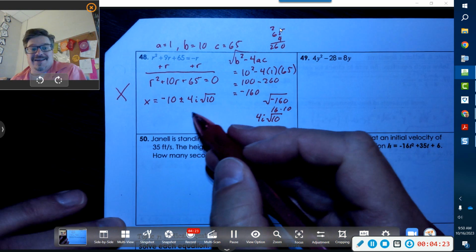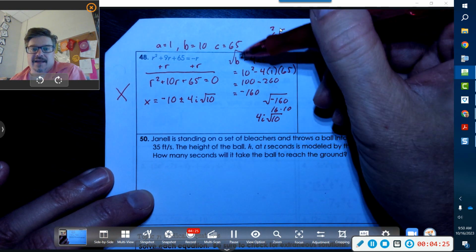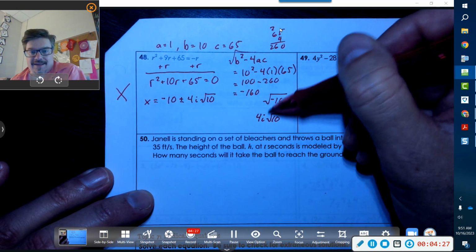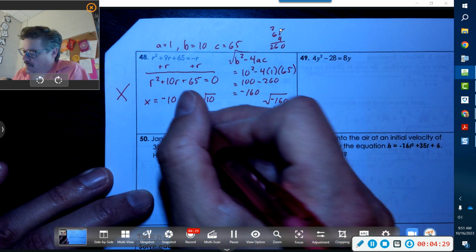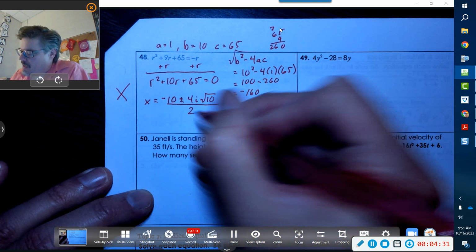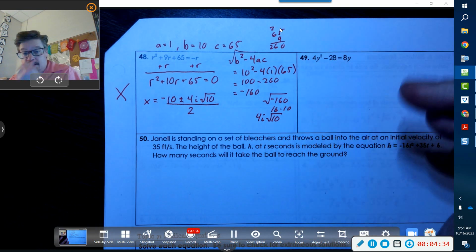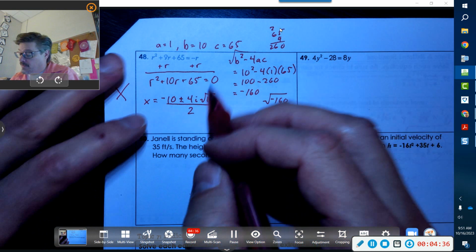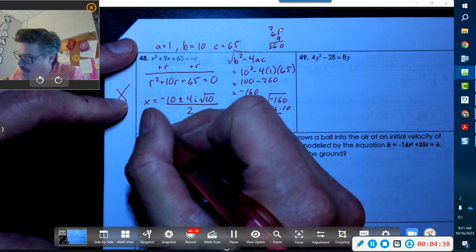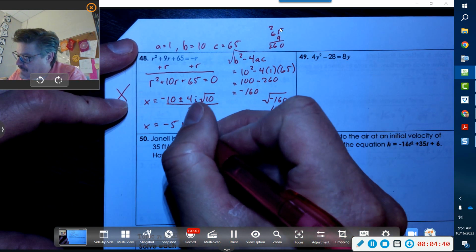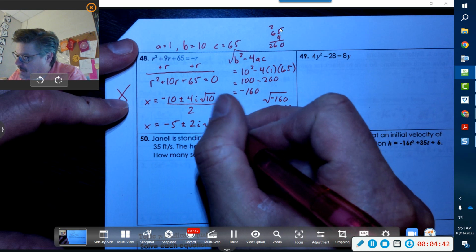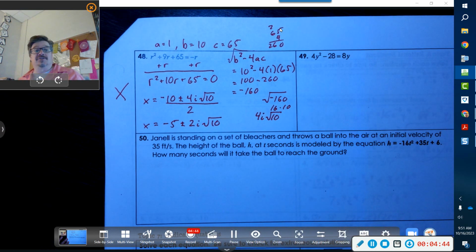Okay, because I've already taken care of all this, and then that way I can just do a side step here, get this number, put it back into the formula. And then this will be 2 times 1. Now 2 times 1 is obviously just 2, but you'll notice that both of these guys are divisible by 2, so that's negative 5 plus or minus 2i radical 10. Okay, and the i is just a placeholder.